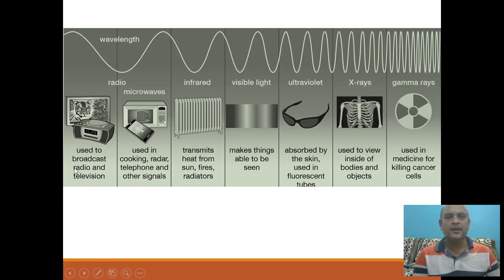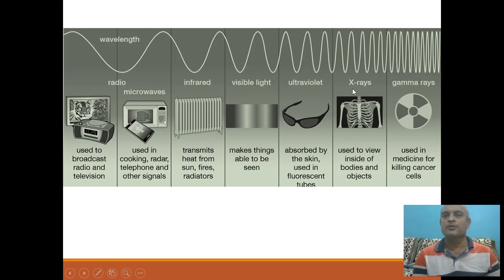What are the uses of infrared? What are the uses of visible light? What are the uses of UV? We also get UV goggles. Whenever we see welding machines, they use a certain type of spectacles to protect from UV rays, because that spark creates UV rays, also X-rays and gamma rays. This is the symbol of hazard.